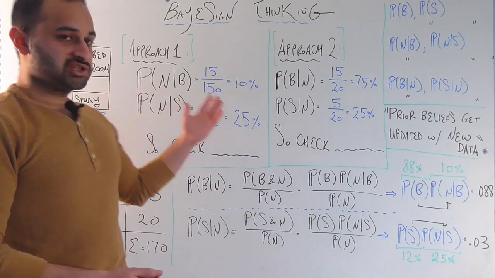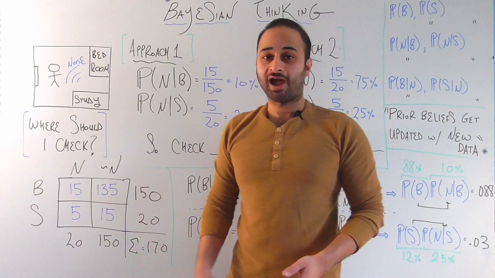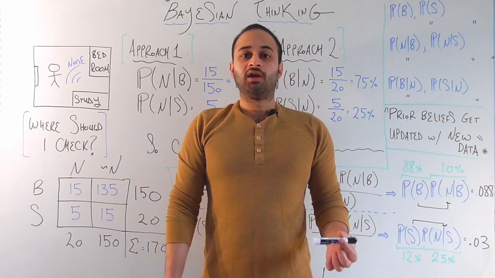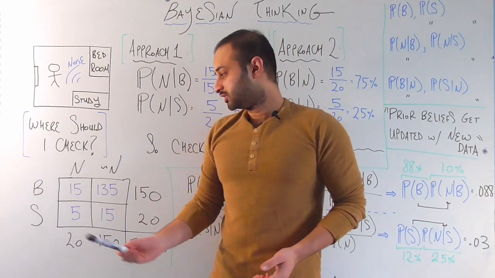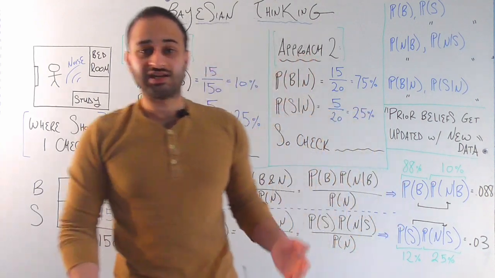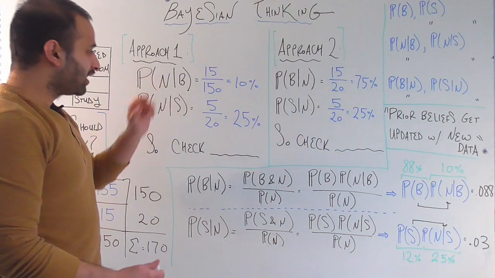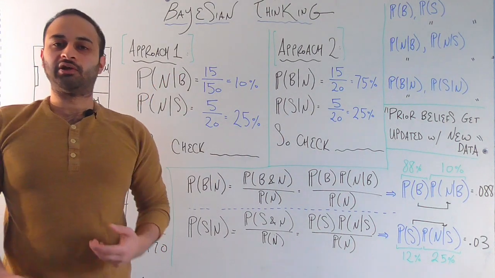And we can compute this by looking at the first row. So this is all the cases where my phone is actually in the bedroom. And the probability I'd be hearing this noise is 15 cases out of those 150, which is 10%. So there's a 10% chance that if my phone was in the bedroom, I would be hearing this noise right now.